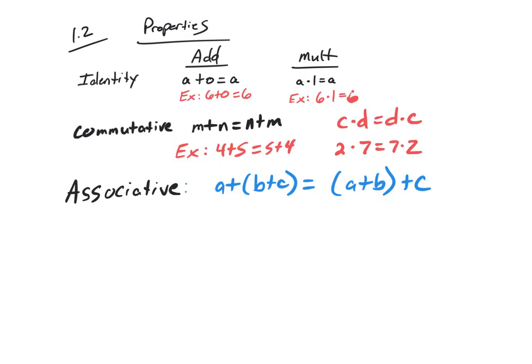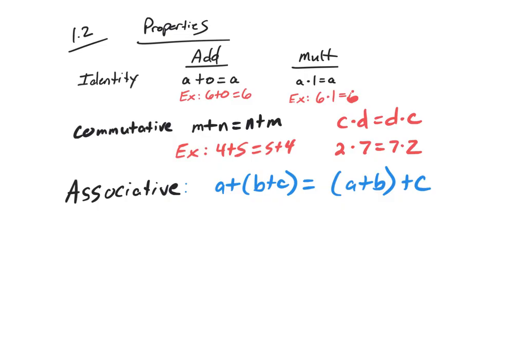We did not flip-flop any numbers or any expressions. A, B, and C are still in the same order, right? Up here, in order for it to be commutative, you'd have to flip the A and the B, or flip the B and the C. Here, A, B, and C are still in the same order. We're just changing the grouping.